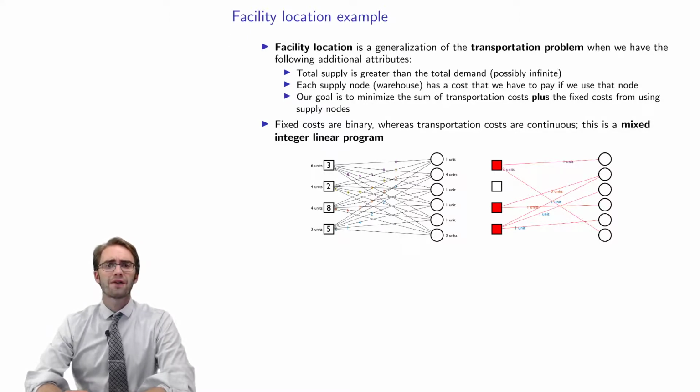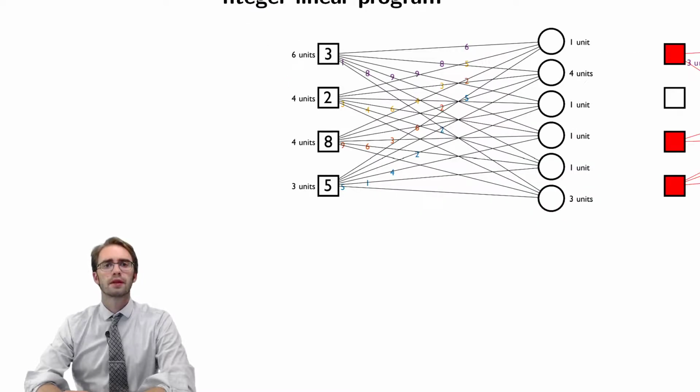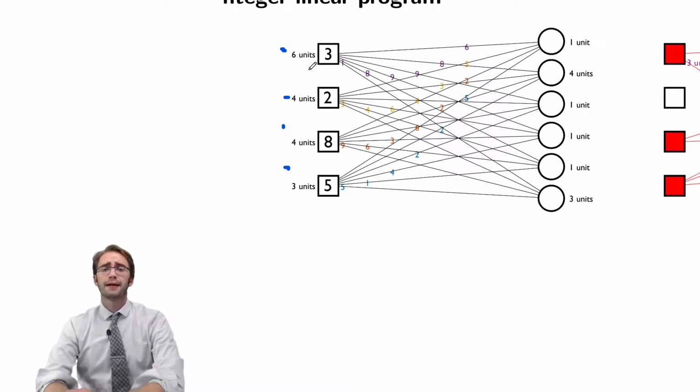Okay, and if you look carefully here at the diagram, I'll talk about what's going on. I've zoomed in a little bit so you can see some of the numbers here. You look here at the left, I've got a lot of numbers. So I've got the amount of supply that each of these warehouses has at the left. I've got 6, 4, 4, and 3, so add that all up. That's 17 units of supply in total.